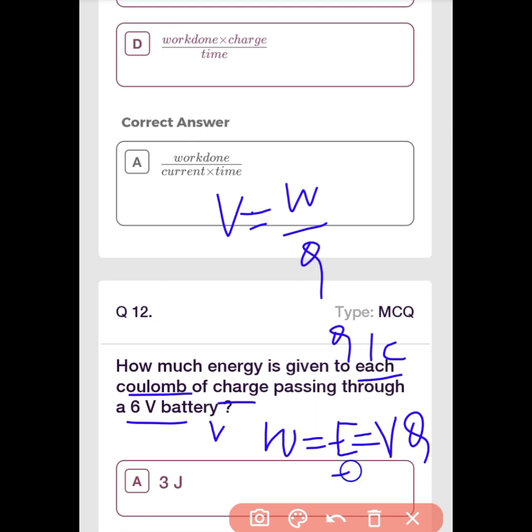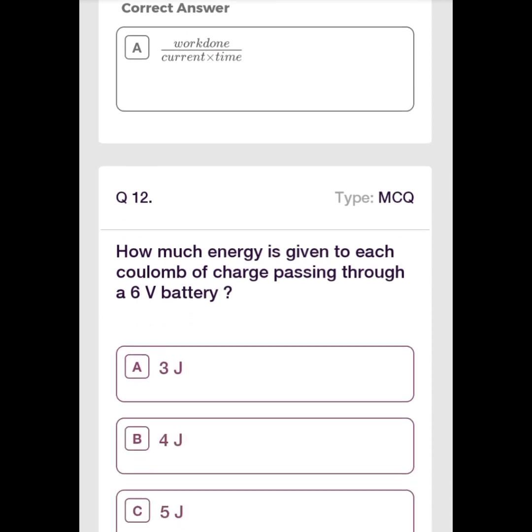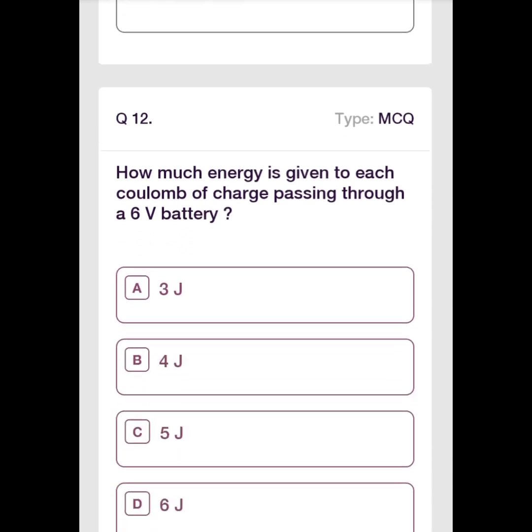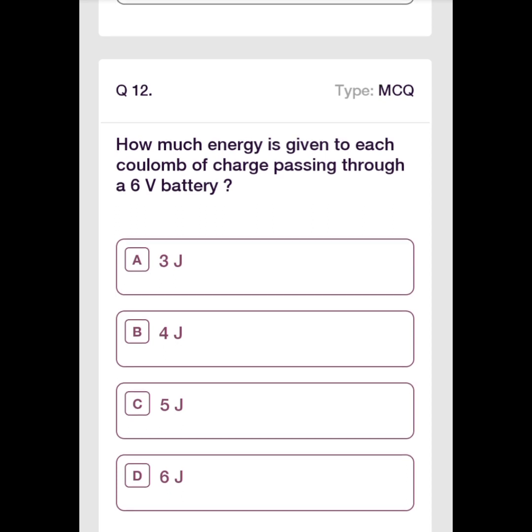W is what? Energy. So now you multiply. V is what? 6. Charge is how much? 1 coulomb. So 6 into 1 is 6. So therefore 6 joule work done, or energy is equal to 6 joule. Let us see the options. Option A 3 joule, option B 4 joule, option C 5 joule, and option D is 6 joule. So the answer is option D.